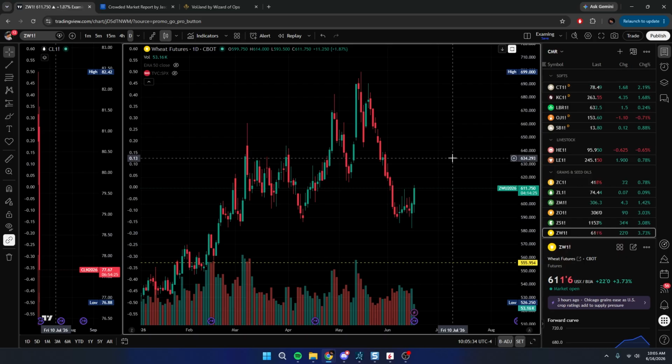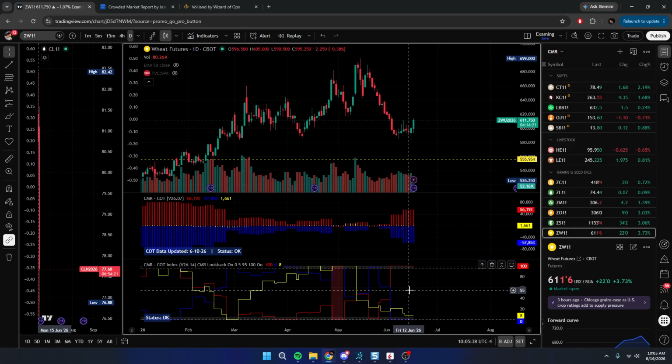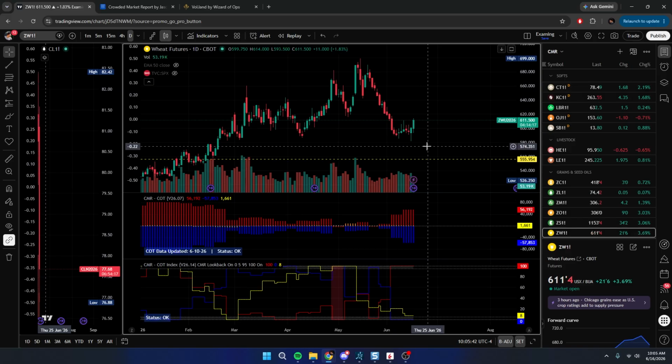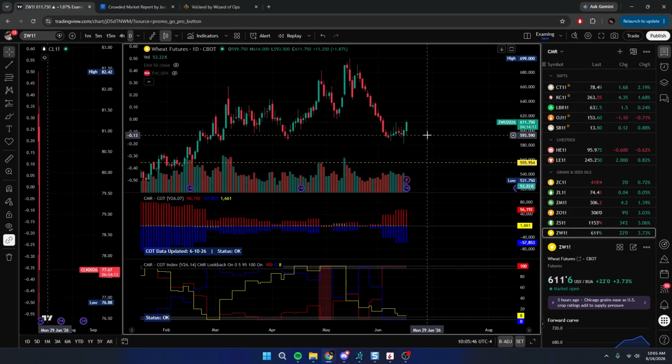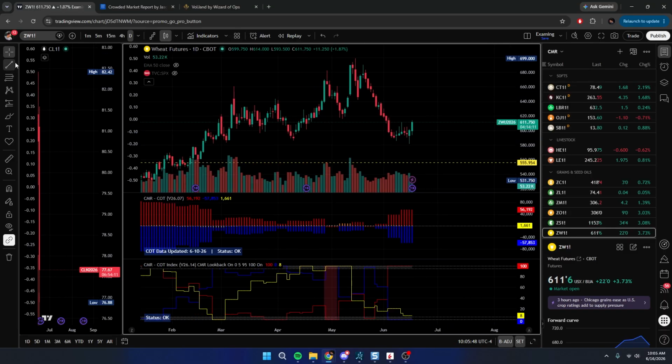So we have two elements here that we need. One is the fact that it's a crowded market as confirmed by the COT report. And then second of all, we have a news failure that we can trade off from. So where would your stop be on this trade?